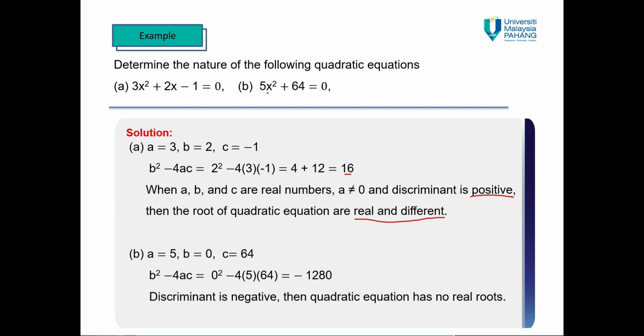For b, 5x squared plus 64. So 5 is the value for a. b is equal to 0 because we did not have x power 1 in the equation. So b is 0 and c is 64. So the answer is negative 1280. So the discriminant is negative.